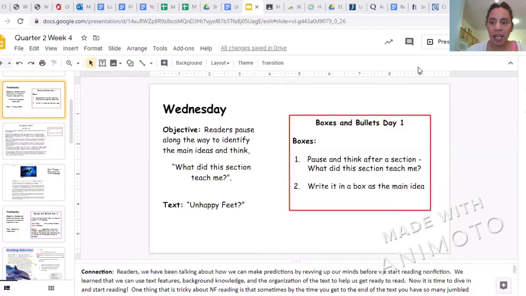Okay, going to do my computer magic again. Let's see, where do I want to go? Haha, this is where I want to go. Let's get into our Wednesday slides.